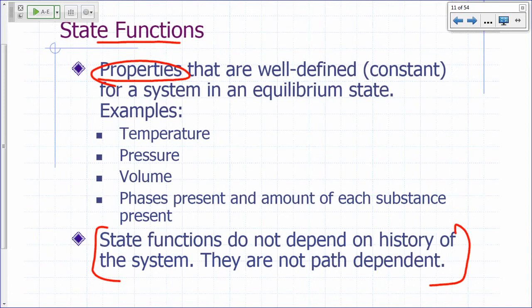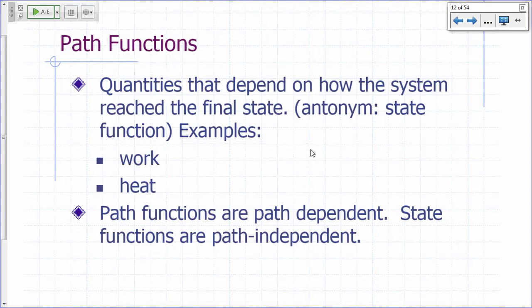So state functions, we say, are not path dependent. Okay, it doesn't depend on how you got there. They're path independent.